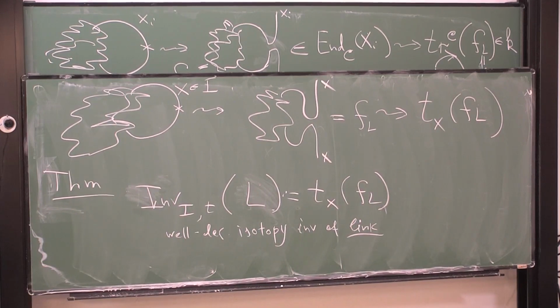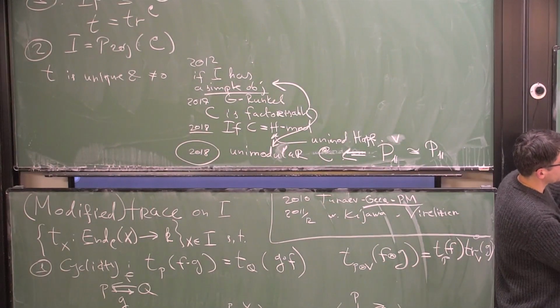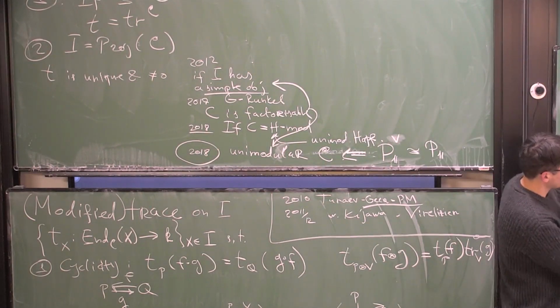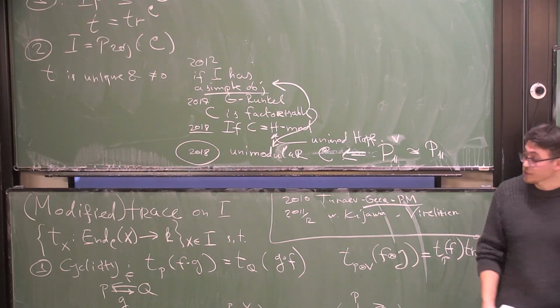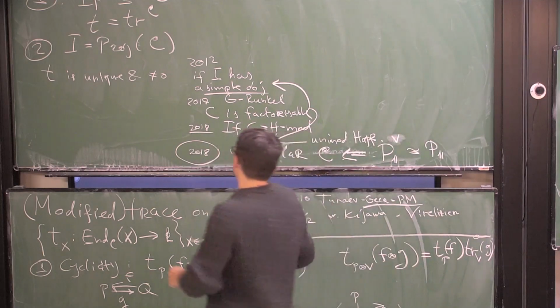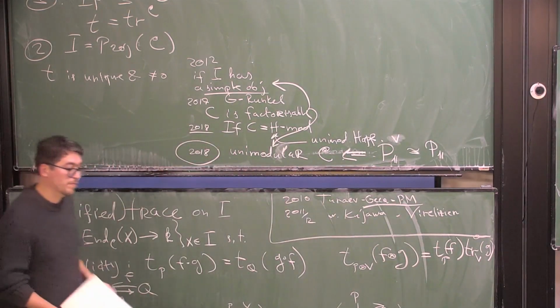Okay, now I should go to the main class of ideals. So this is about modified trace, and with this property you see, right, that indeed one should look at ideals and ask whether an ideal has a trace. Not every ideal has a trace. So here is an example of a projective ideal when it has a trace. It has a trace only in the unimodular case.